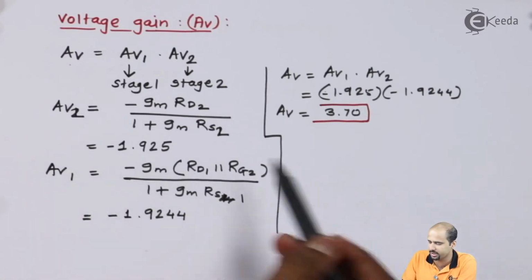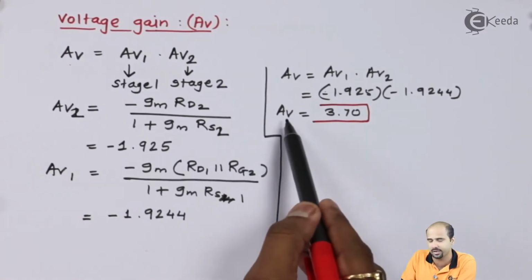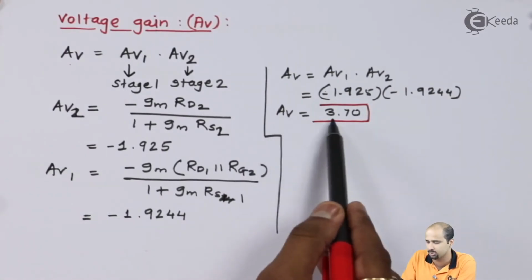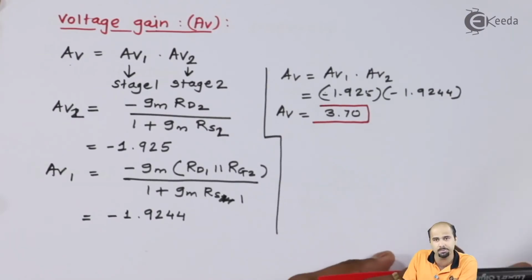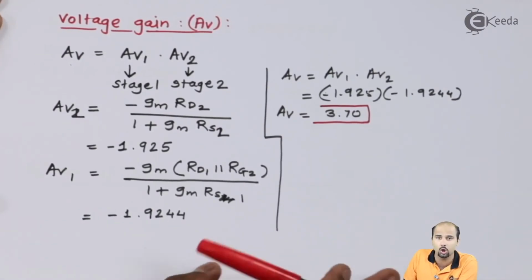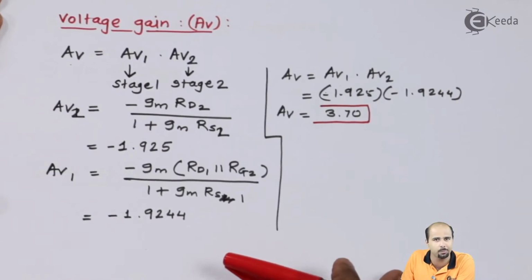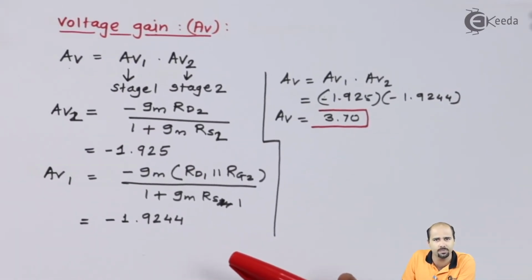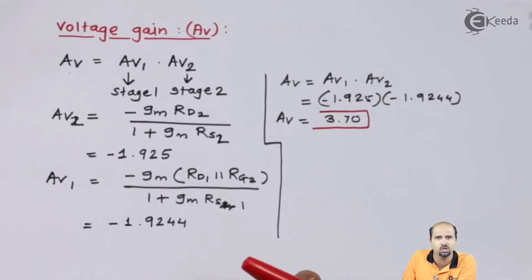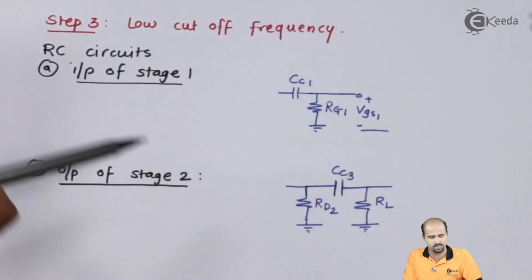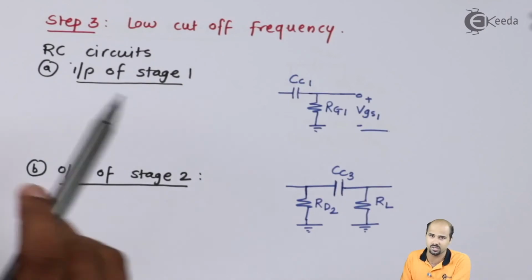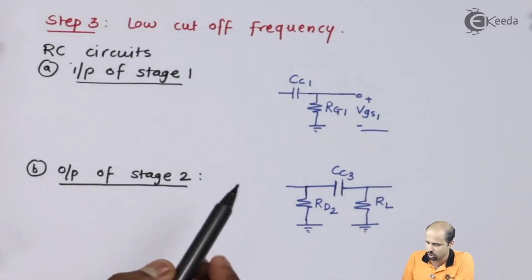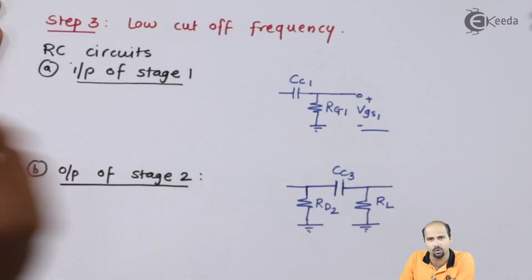So here we have got the intermediate value of this finding, that is nothing but your AV is equal to 3.70. So the next important value we'll have to find out is the lower cutoff frequency, for which we have to incorporate all the coupling capacitors. Here we have only 3 coupling capacitors into picture, so only 3 RC circuits. So mathematical calculation will become simpler if bypass capacitors are not placed. So let's see how to calculate the low cutoff frequency.